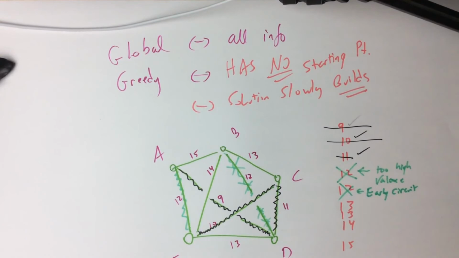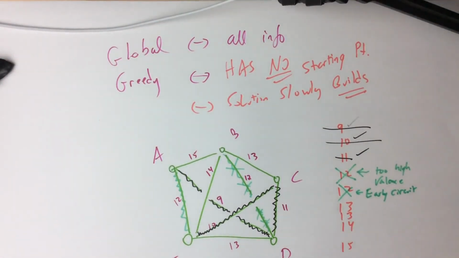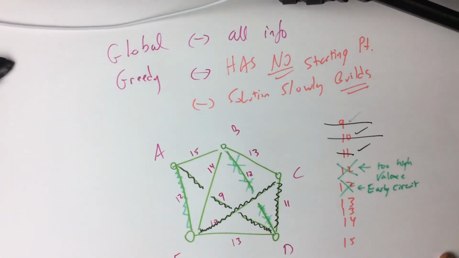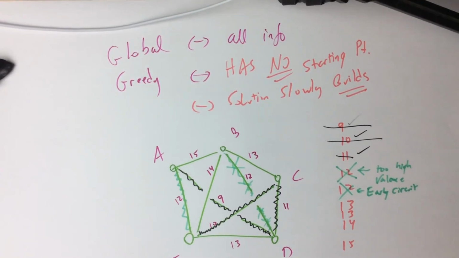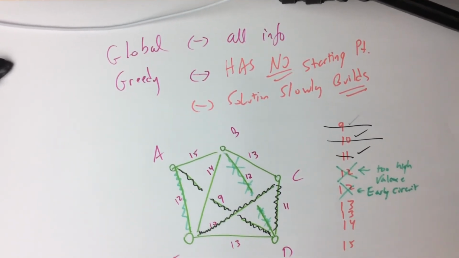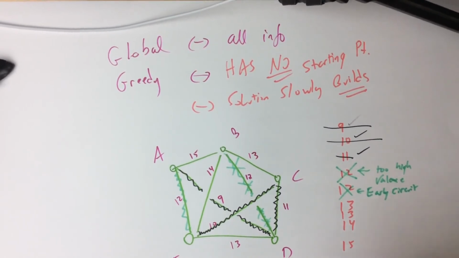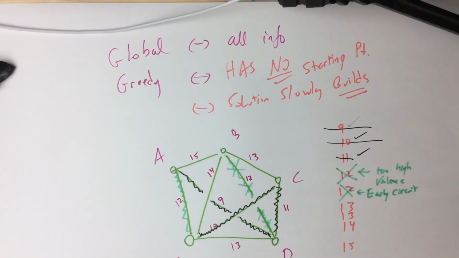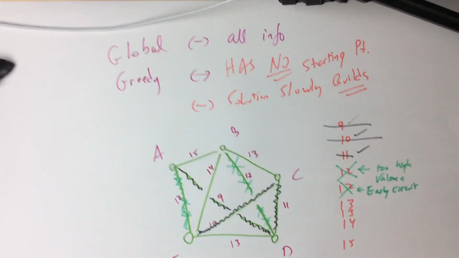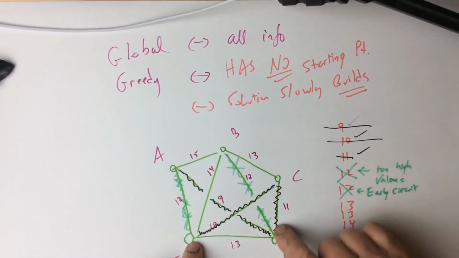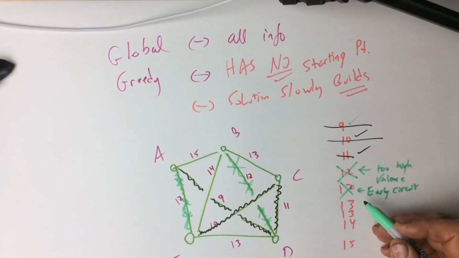So I want you to notice this global algorithm, it's harder. It's using more information, and I have to know the rules of it better. These are the only 2 difficulties to look for. Don't have too high of a valence. Don't make an early circuit. So we're not going to use this one. So far we got this edge, and this edge.